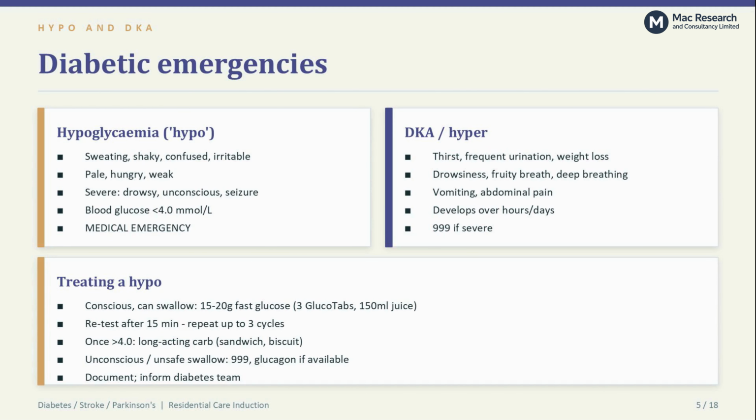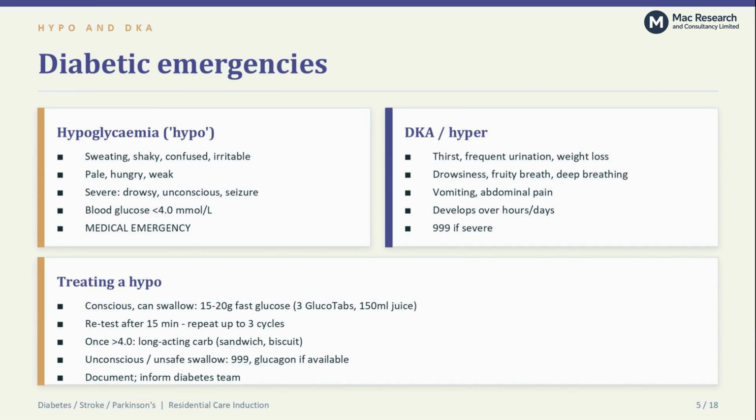Treating a hypo. If the resident is conscious and can swallow safely, give 15-20 grams of fast-acting glucose: 3 glucose tabs, a tube of glucose gel, 150 milliliters fruit juice or sugary drink, not diet versions. Retest the blood glucose after 15 minutes. Repeat up to 3 cycles. Once over 4.0, give long-acting carbohydrate to prevent recurrence: a sandwich, biscuit, or piece of fruit.